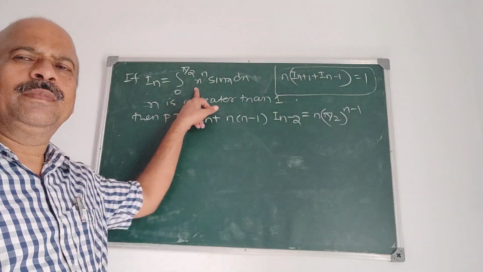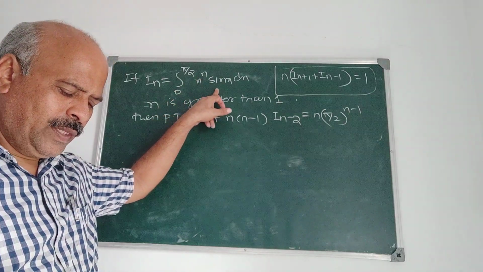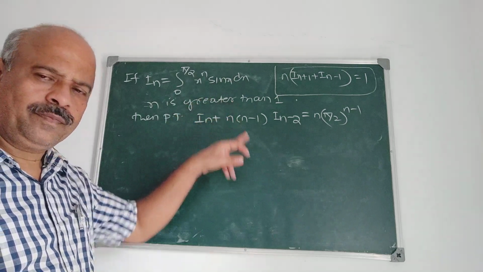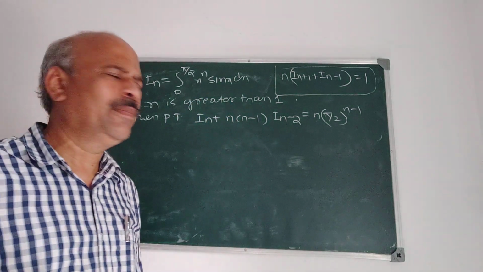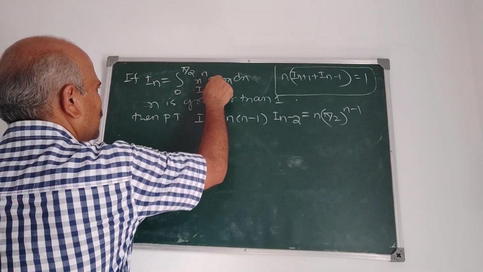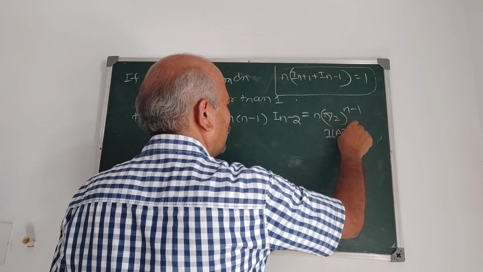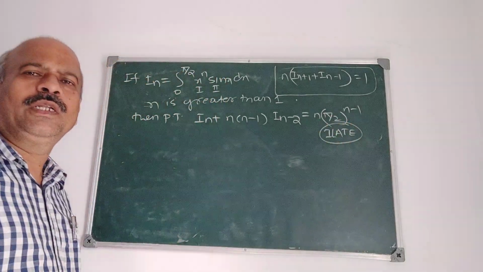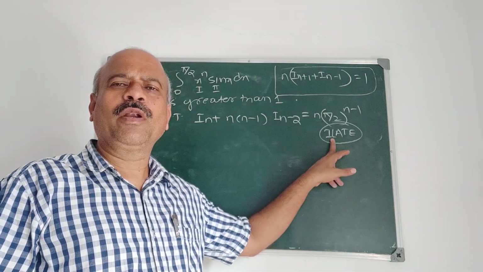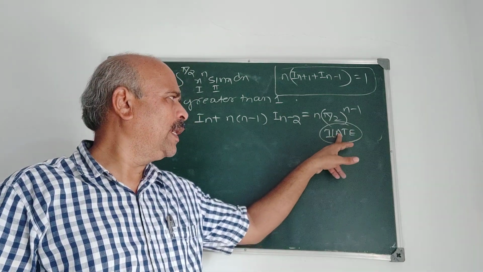Again, see this problem. I_n is 0 to pi by 2 x raised to n sin x, and n is greater than 1. Then prove this. Now it is obtained directly by using integration by parts. First take x raised to n as first, sin x as second, because usually we give the preference in this order. I told in the beginning of the topic how to choose first and second function. In the product of functions, we have to give the preference for first and second in this order: I, L, A, T, E.